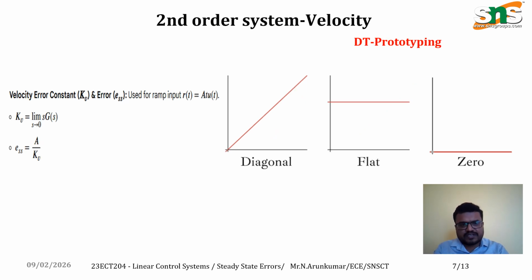And the next one is velocity error constant. The velocity error constant is based on a type 1 system, so the equation becomes S into G of S, with S power 1 because it's a type 1 system. The same value 1 by K is given, so the same value is calculated as A by Kv. V means velocity, K is a constant, and the corresponding representation of the diagonal, flat, and zero values are the default conditions as velocity is given by these waveforms.